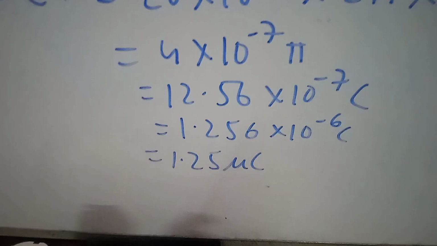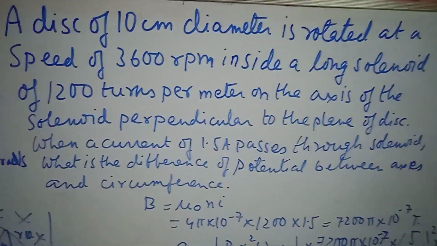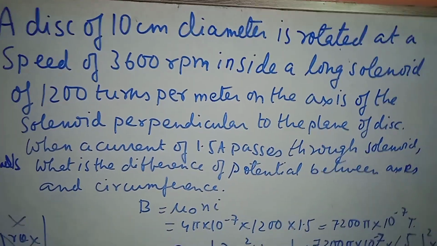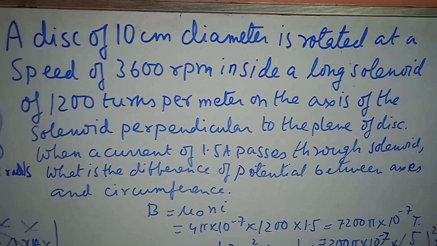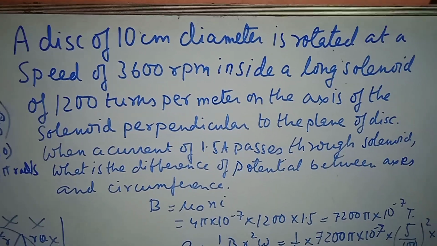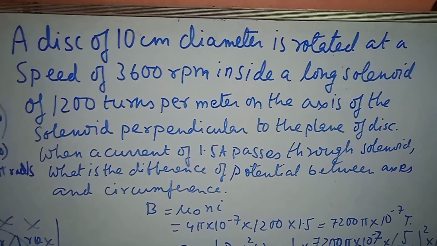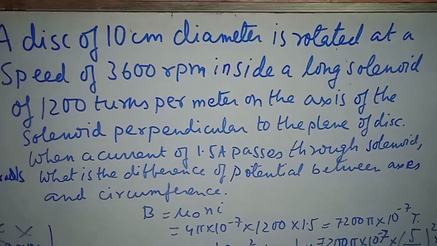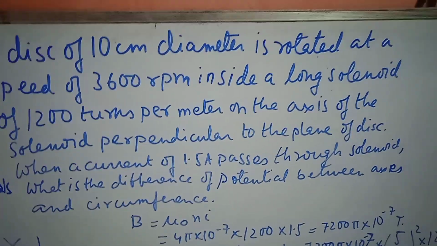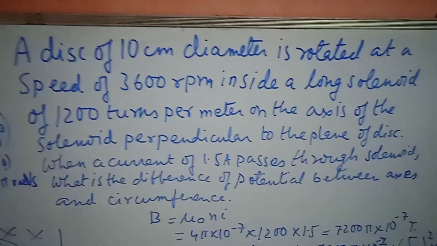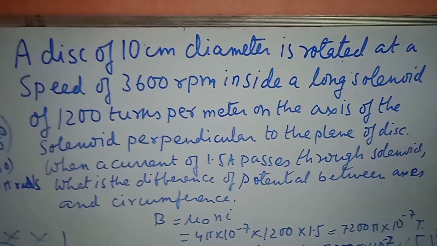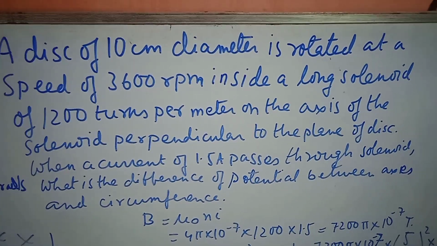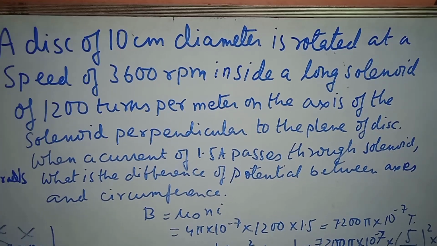Welcome students to another problem of electromagnetic induction. A disc of 10 cm diameter is rotated at a speed of 3600 rpm, rotations per minute, inside a long solenoid of 1200 turns per meter, on the axis of the solenoid perpendicular to the plane of the disc. When a current of 1.5 amps passes through the solenoid, what is the difference of potential between axis and circumference?